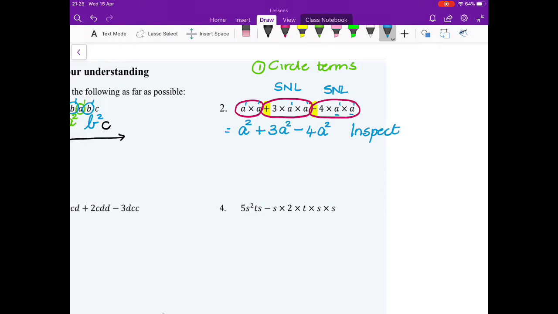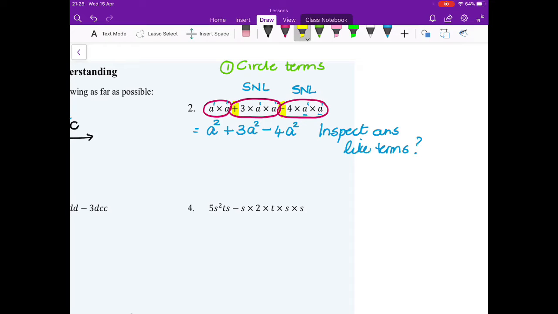Now we inspect the answer. Are there any like terms? Well, like terms have the same variable, so let's have a look and see. I have an A squared term, an A squared term, an A squared term. So those are like terms. That's the family name, A squared. Right, how many A squareds do I have? Well, remember here is an invisible 1. So 1 plus 3 is 4. 4 minus 4 will give me 0. And if I have 0 A squareds, I have nothing.